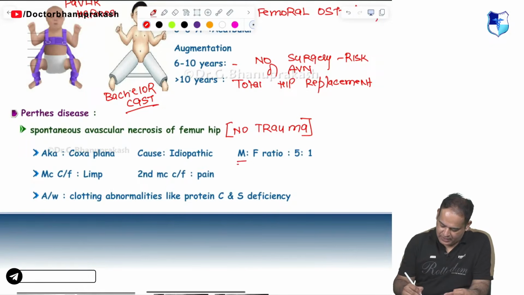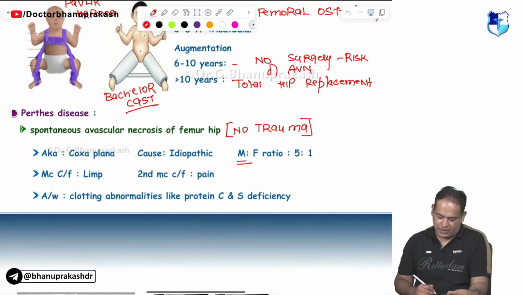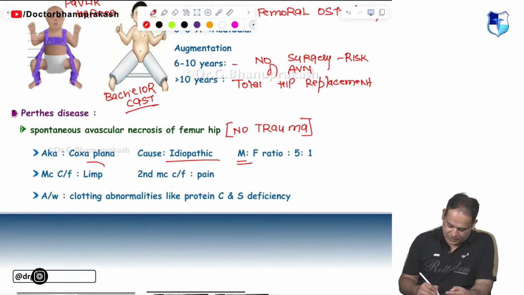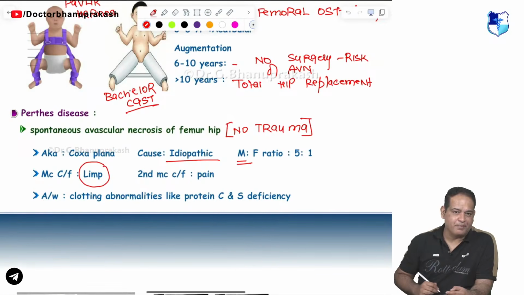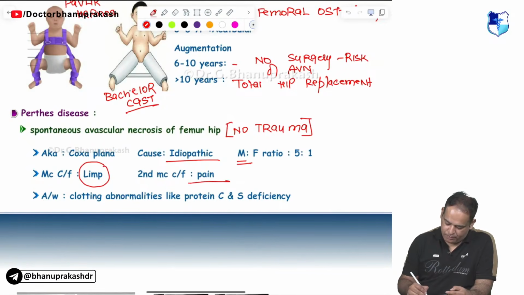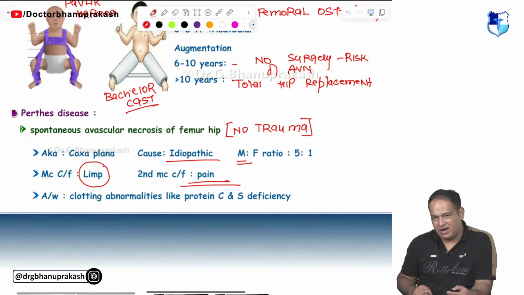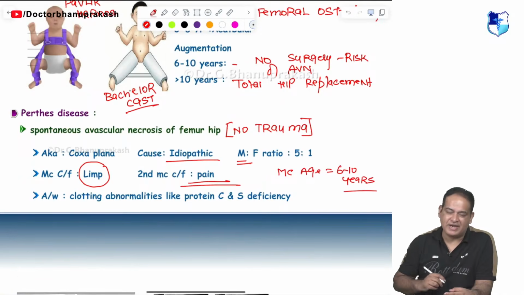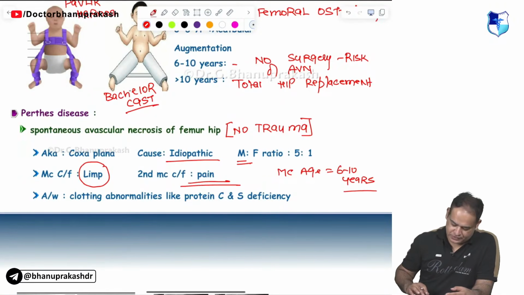Then Perthes disease, spontaneous avascular necrosis, which means there is no trauma. Slightly common in males, idiopathic. The most common clinical feature is limp and there is no pain. Pain occurs in some patients only, right? Now, most common age, 6 to 10 years.